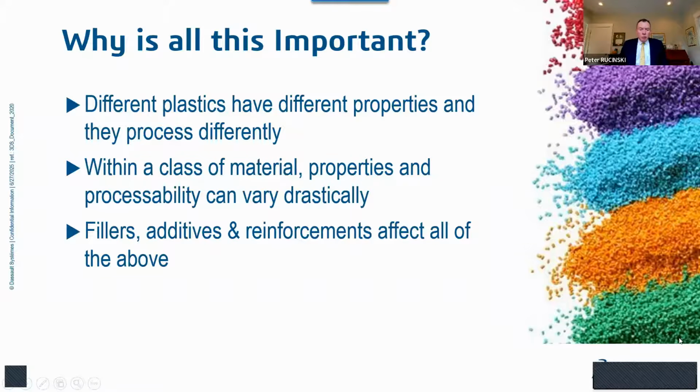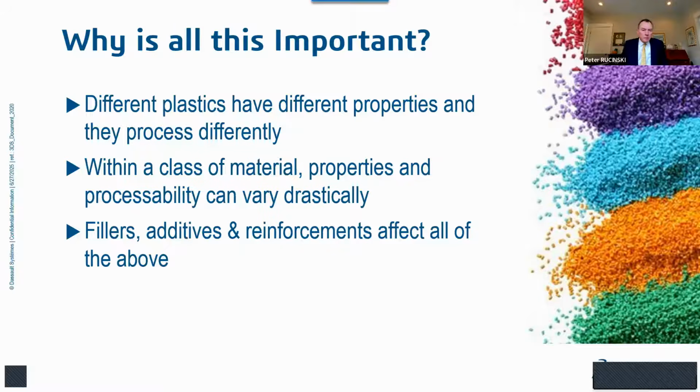And the reason why all of this so far is so important is because all of these different types of plastics have different properties and they process differently. If we look at some different families, polypropylene versus polycarbonate versus ABS versus high density polyethylene and so on, each and every different family of plastic has a different molecular makeup, different properties, and requires different temperatures and pressures and times at the injection molding machine.